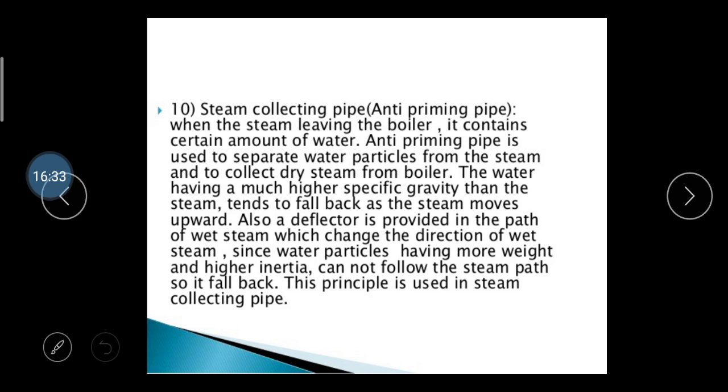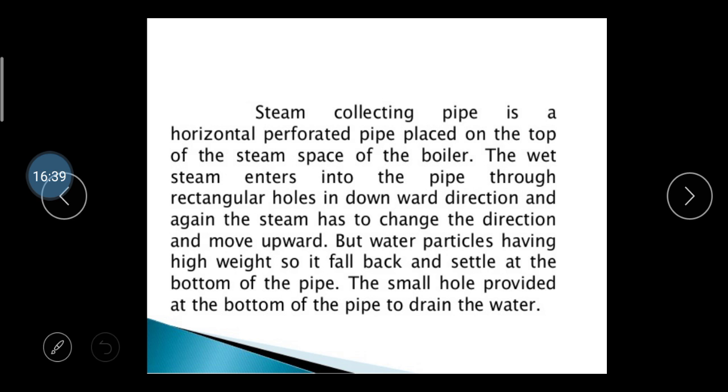Okay, so the steam collecting pipe is used for dry steam. Then after, the steam collecting pipe is a horizontal perforated pipe. It is placed on the top of the steam space of the boiler.